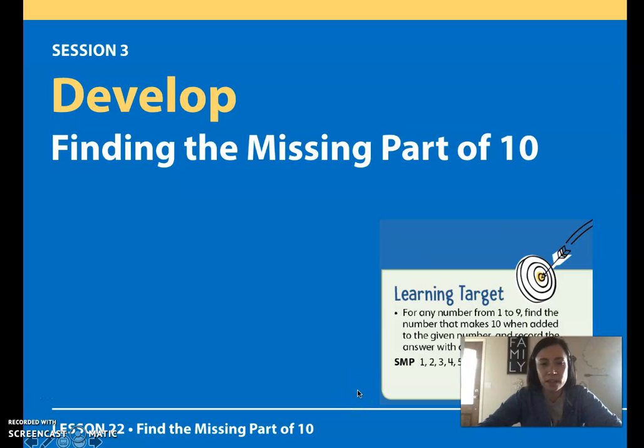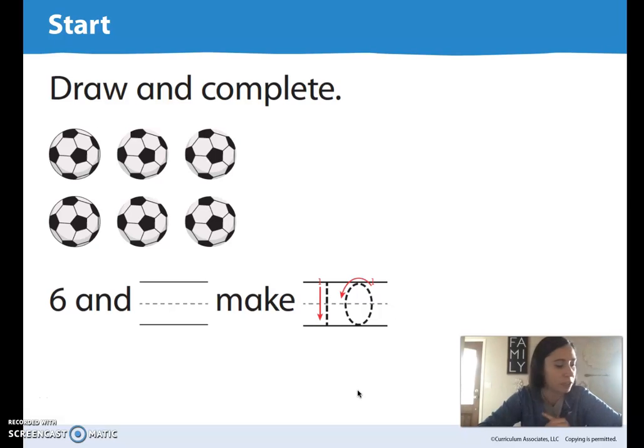Hey boys and girls, we're going to do session 3 of finding the missing part of 10. Now remember, when we are finding 10, we are taking two different numbers and combining them together to make a bigger number. So right here it says draw and complete.